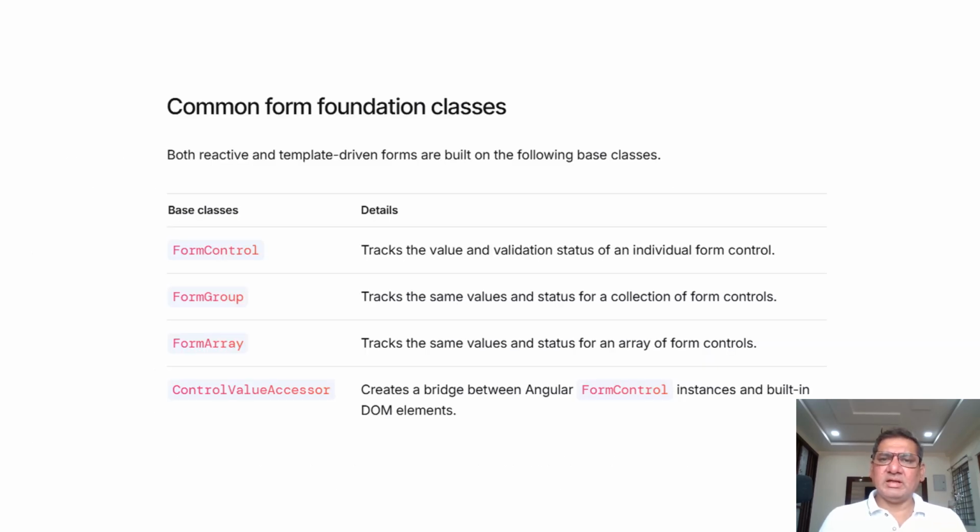Here I have provided what things we must know if we want to work with forms. These are the basic foundation classes. Form control: text box, check box, select, radio button are all controls. If you want to work with those controls, we need to construct them using form control. Then form group, for grouping the controls, and form array. If you want to pass array values, we need to work with form array. Validations, all these things work with these foundation classes.